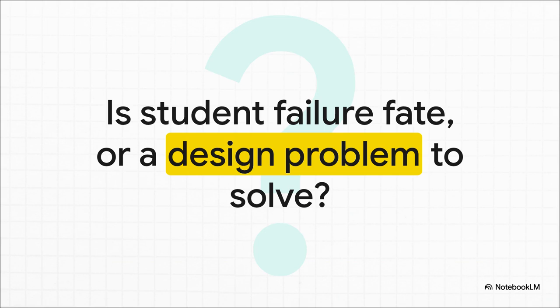What if the achievement gaps we see in our schools aren't inevitable? What if student failure isn't some matter of fate or fixed ability, but is actually a design problem, an engineered problem? Because if it's something we engineered through flawed instruction, then it's something we can re-engineer for success. And if that's true, well, that changes everything.